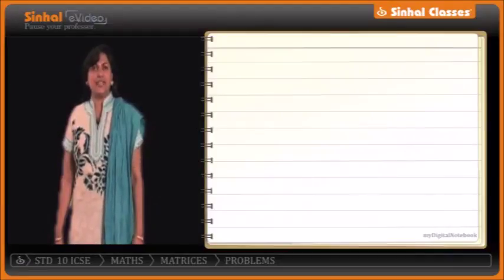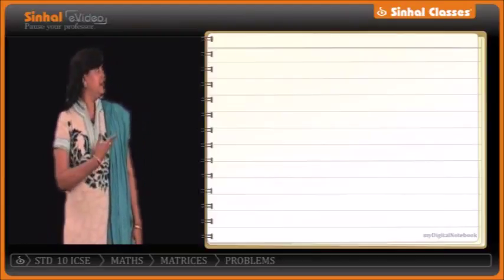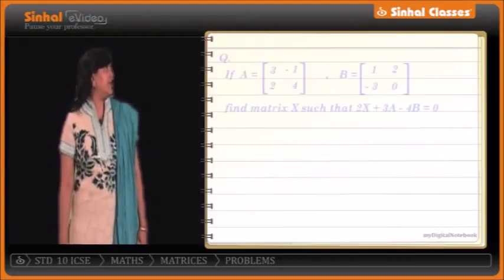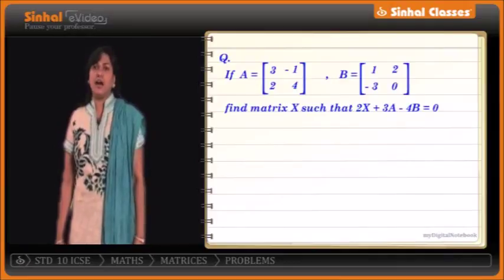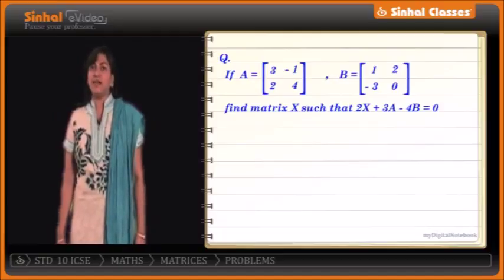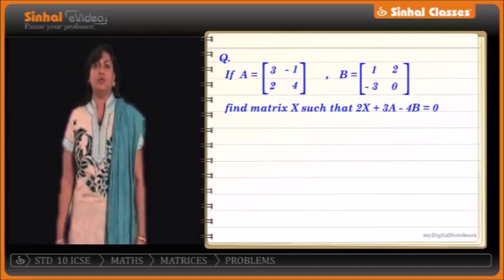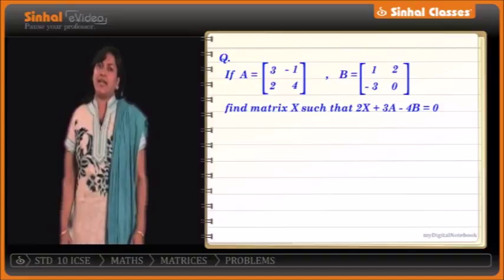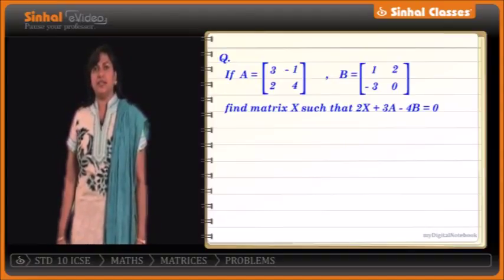Now let's move on to the next problem. Here we are given two matrices A and B. We are asked to find the matrix X such that 2X plus 3A minus 4B equals 0. In this case, again, we will make X the subject of the equation.